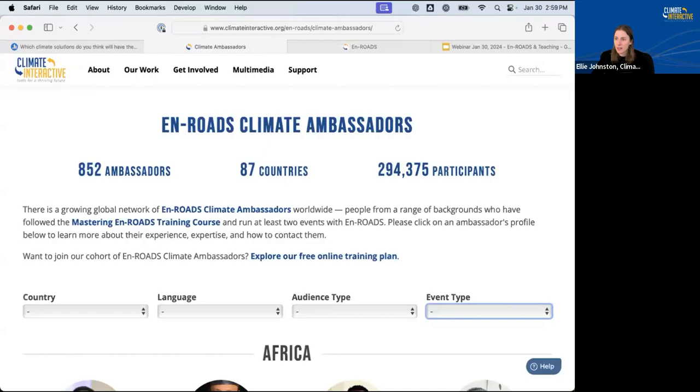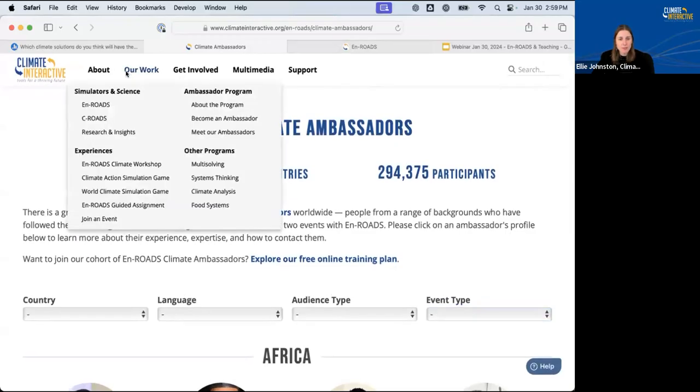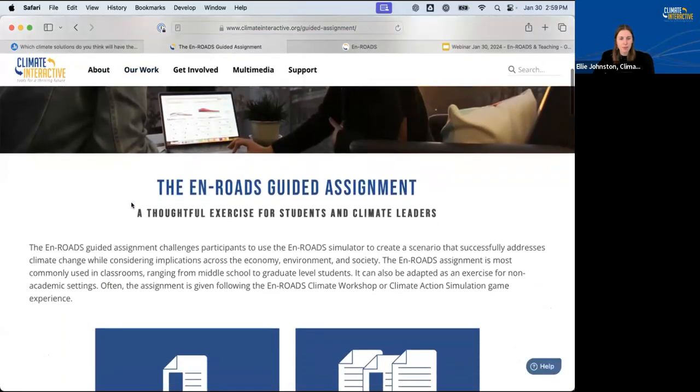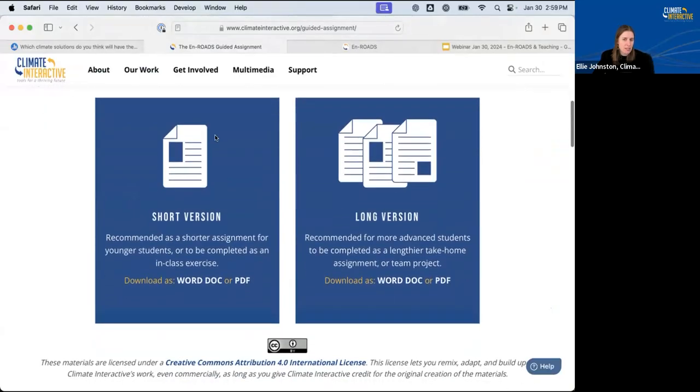I see a question from Laura asking, are there different versions of the assignments, maybe by student age? We have 2 versions. Let me show you the En-ROADS guided assignment. The way I generally think of it is the shorter version is a little more accessible to younger students. The longer version has some more detailed questions. But you can open them up and check it out. We have the Word documents available, so feel free to also edit it to tailor it to your audience.